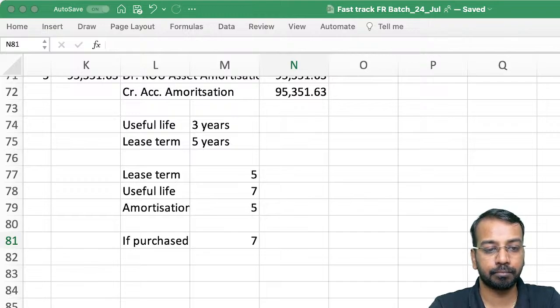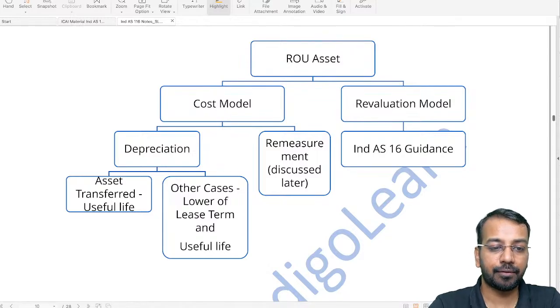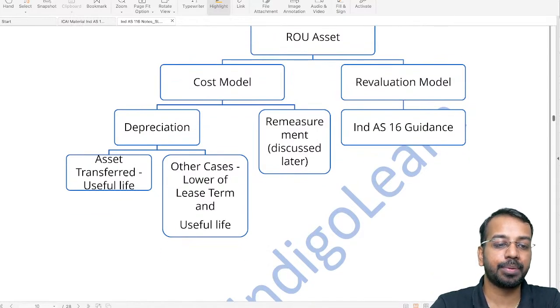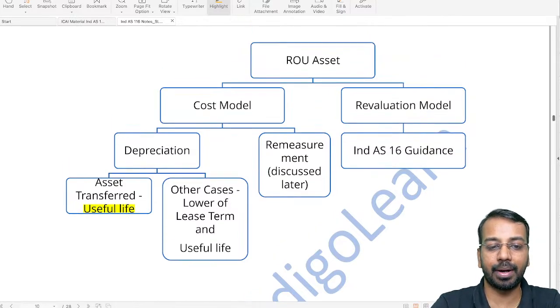So to summarize, if we are following the cost model, for depreciation, if the asset is transferred, always consider useful life. In other cases, the lower of lease term and useful life. If there is a remeasurement happening, which you'll understand subsequently, we'll see how to do that. And if it is using the revaluation model, we'll follow the guidance given in Ind AS 16. So that is what we will do when it comes to useful life and amortization.